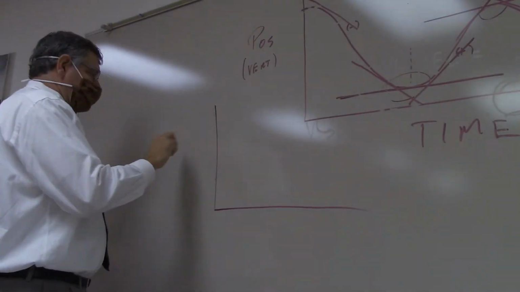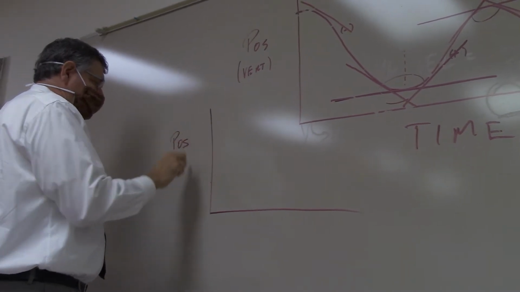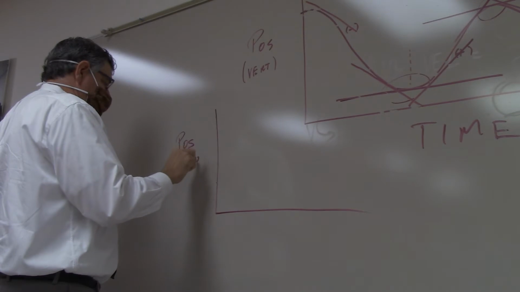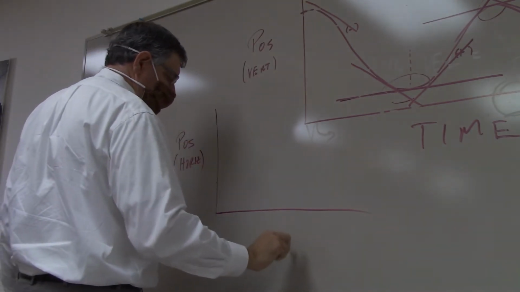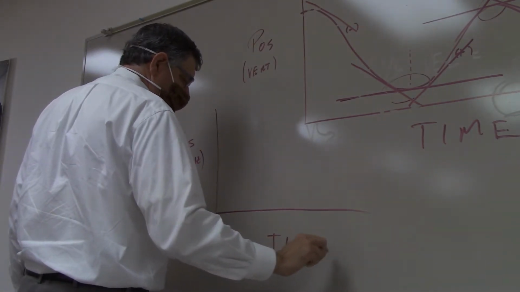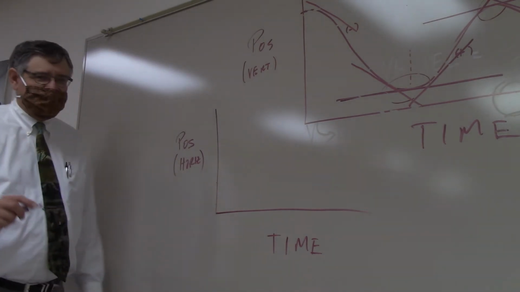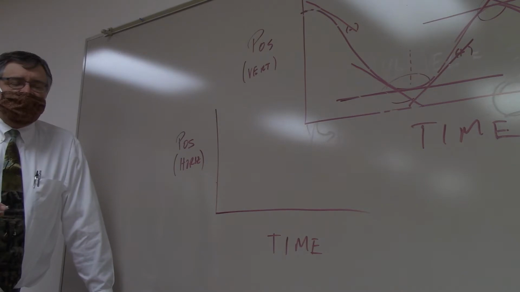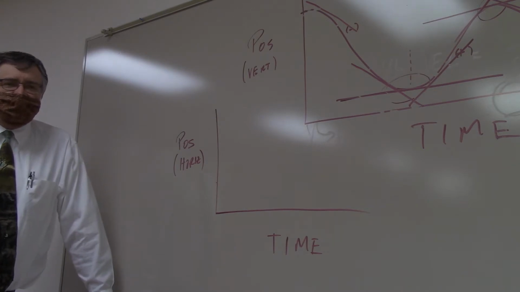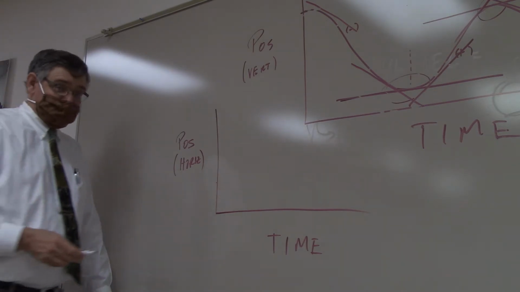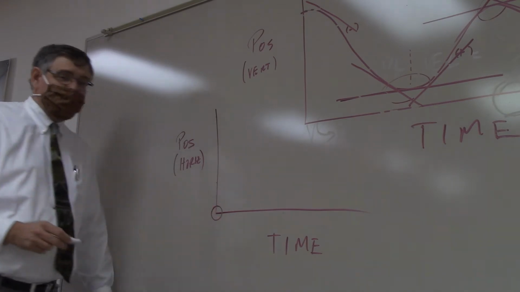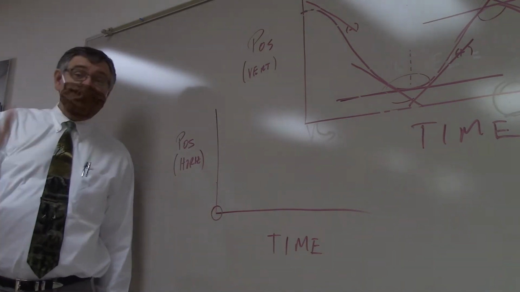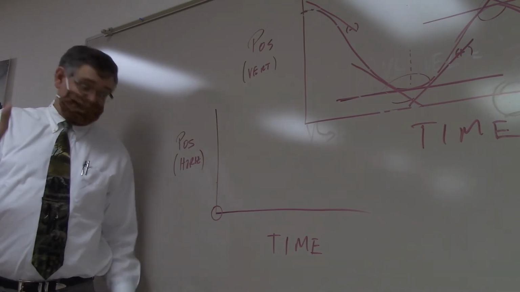So now we're going to do horizontal position versus time. So what's that going to look like? Where's it going to start? At the bottom, at the reference here? 0, 0? Yeah. Okay. Because we said that was the reference point.